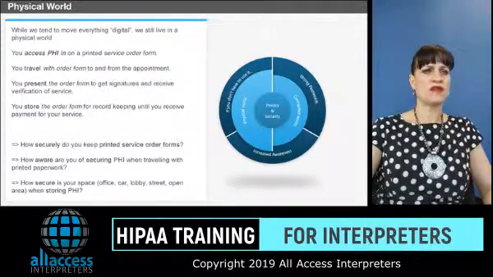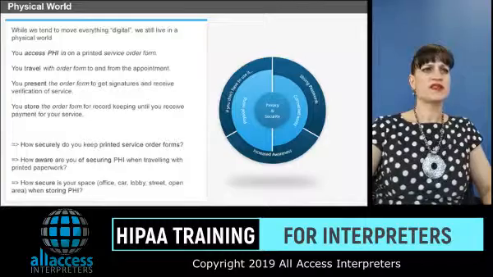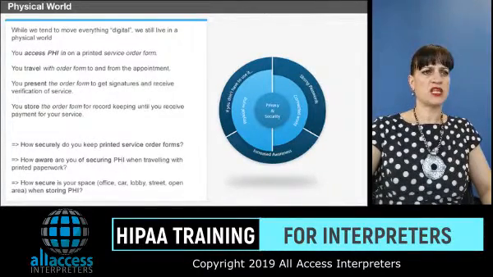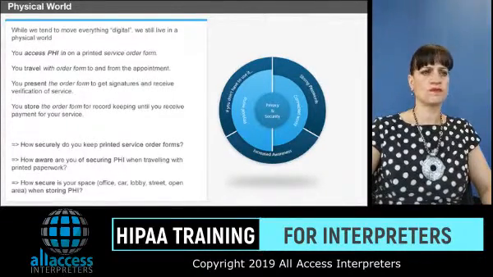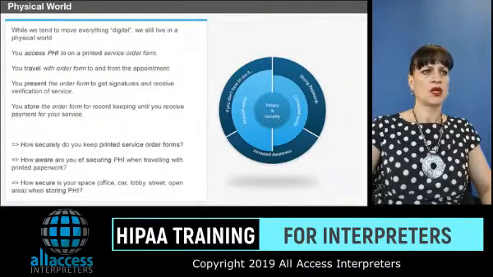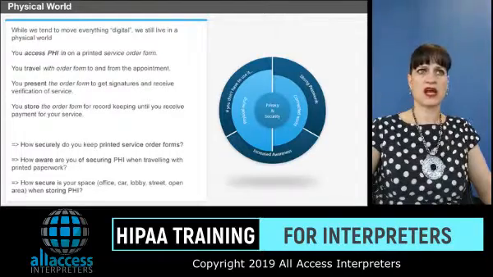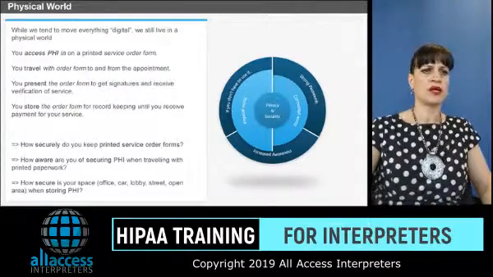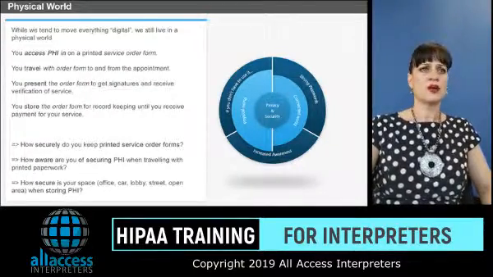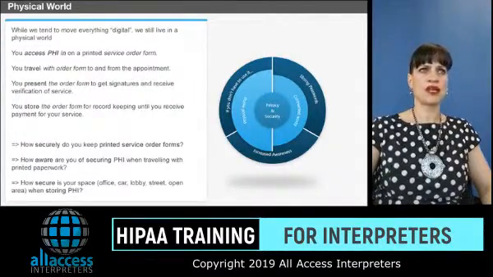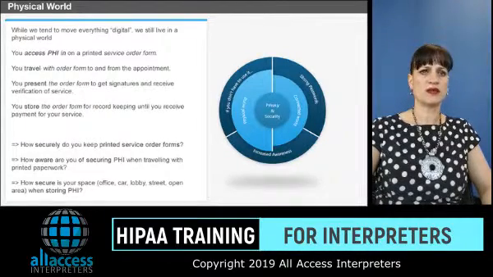While we tend to move everything digital, we still live in a physical world. We access PHI on the printed service order form. We travel with that form. We present that form to get signatures and receive verification of service. We need to then store that form in order to make sure that we got paid accurately or that we received the form. And you want to actually keep that form until you have been paid, but you want to keep it in a secure place and not anywhere in your home that anybody else would be able to access it or easily look at it.